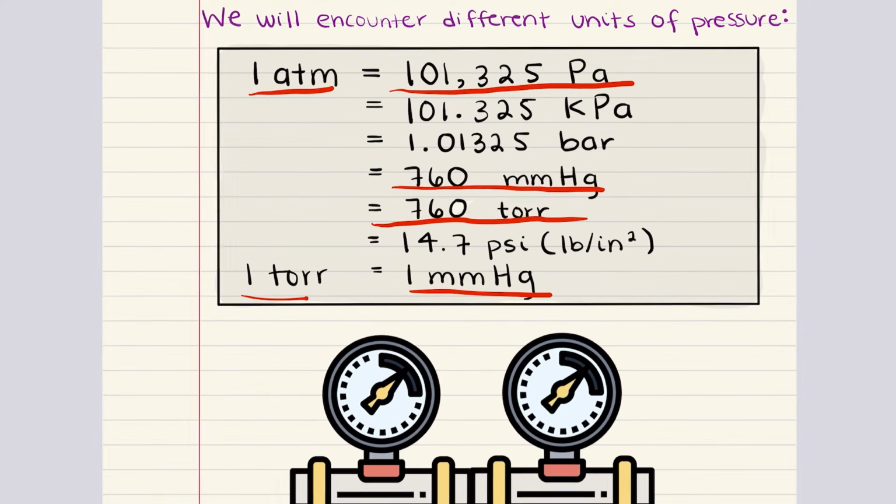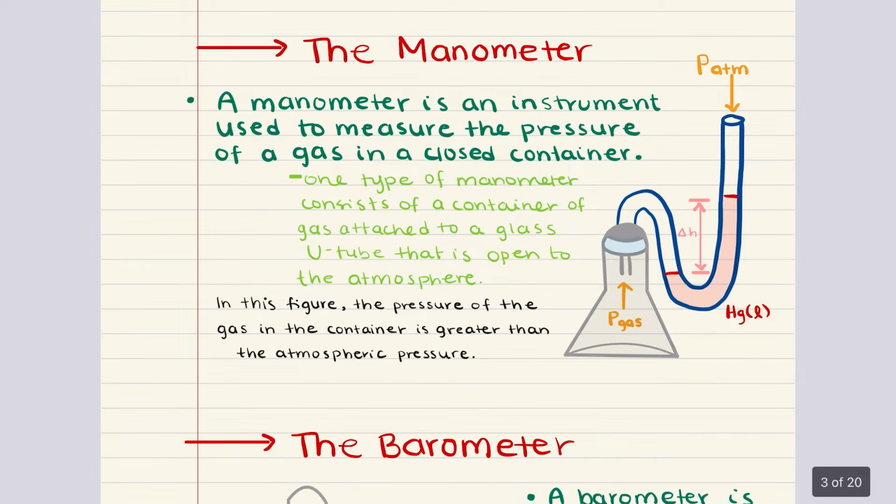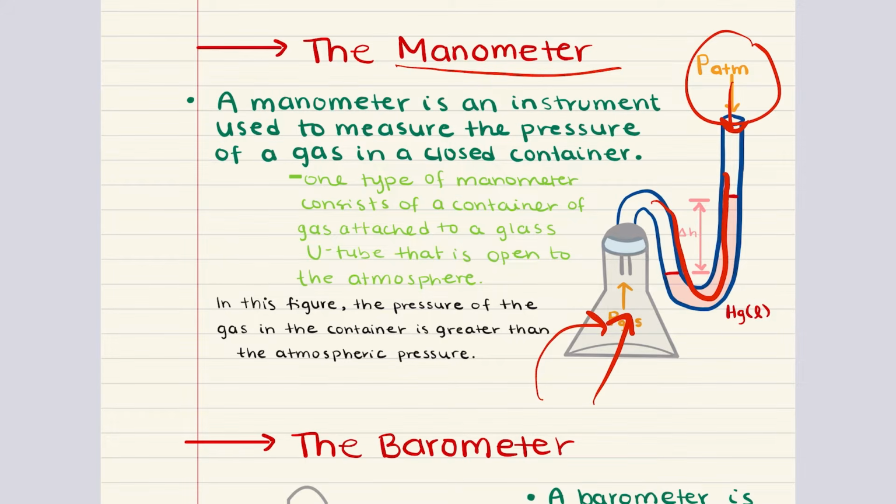Now, the next thing we want to cover is, well, how do we measure pressure? There are 2 instruments that we want to discuss that measure pressure. The first one is the manometer. This is an instrument that's used to measure the pressure of a gas in a closed container. One type consists of a container of gas attached to a glass U-tube that's open to the atmosphere. So this tube is partially filled with liquid mercury, and the mercury responds to the pressure that's exerted by a gas in the container on one side and then the atmosphere on the other side.